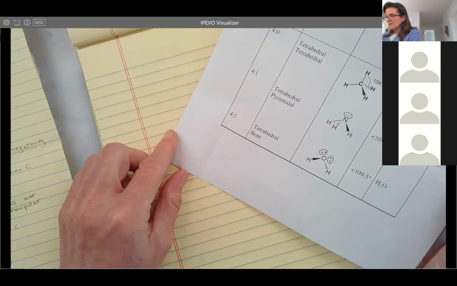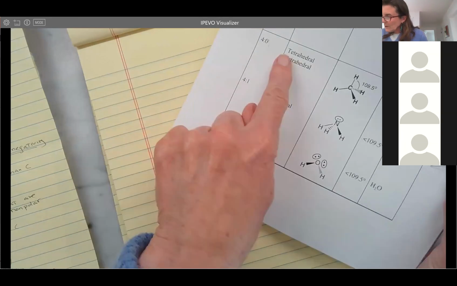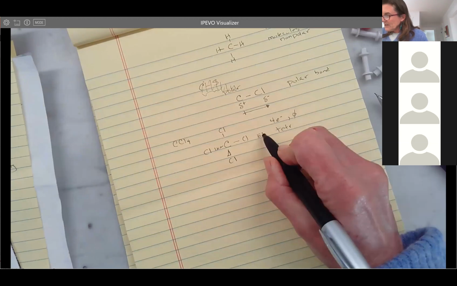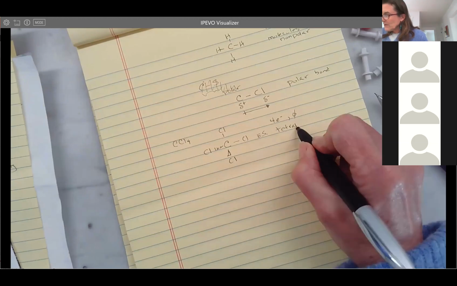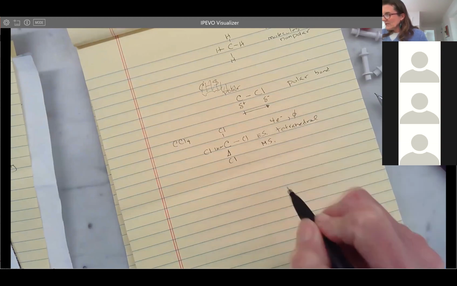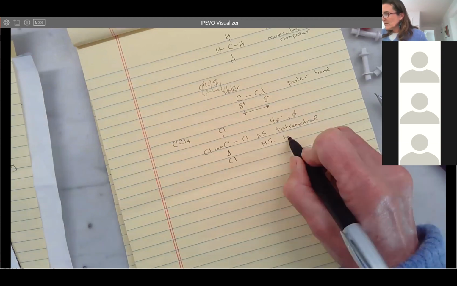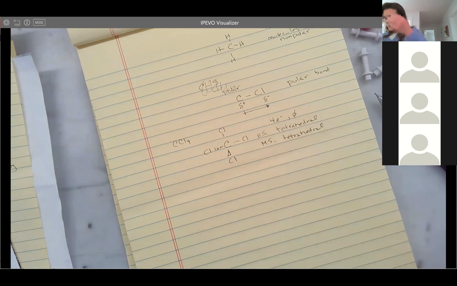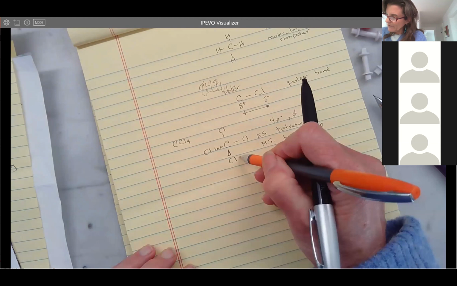So the electronic shape is tetrahedral, and the molecular shape is also tetrahedral, because there are no unbonded pairs. So what is this angle? 109.5.